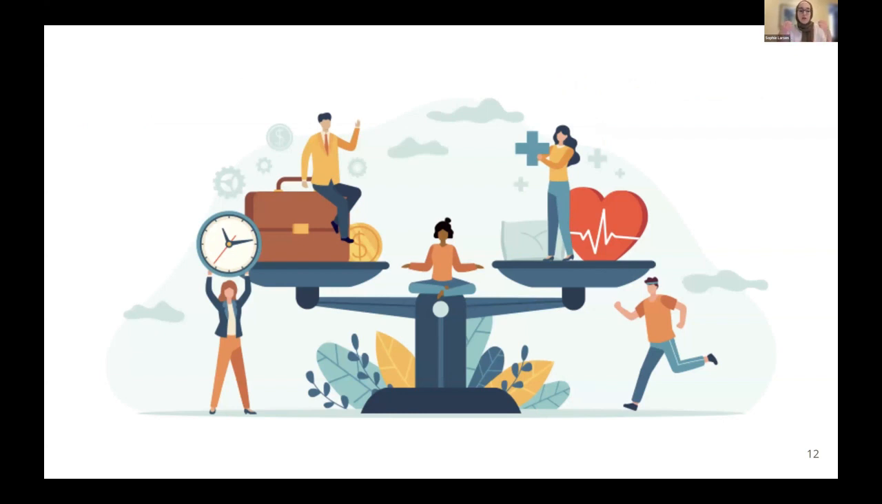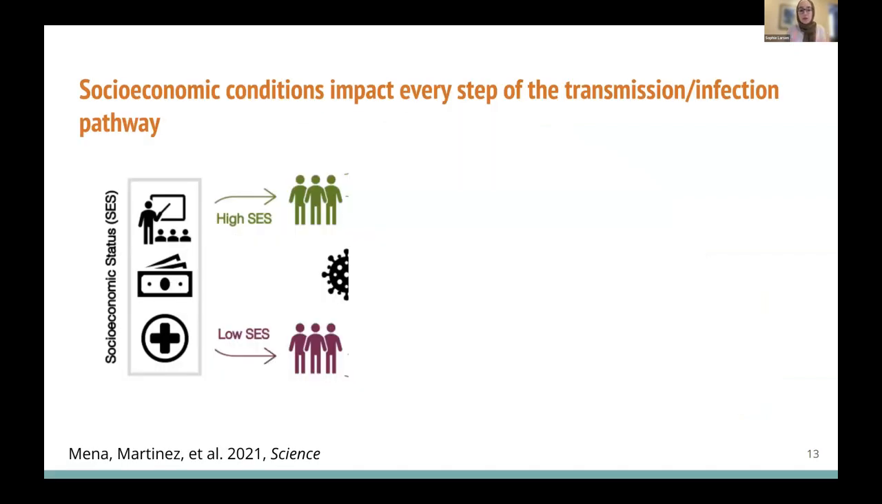So I want to link this back to SES. Everyone in this Zoom room right now has a socioeconomic status, right? So we have a certain level of income, we have a certain education level, some amount of access or lack of access to healthcare and health promoting behaviors. And all of these things make up our socioeconomic status. And when we look at COVID-19, it impacts every single step of the pathway.